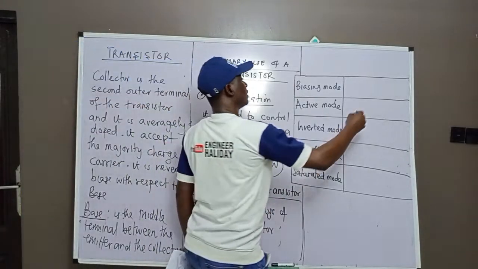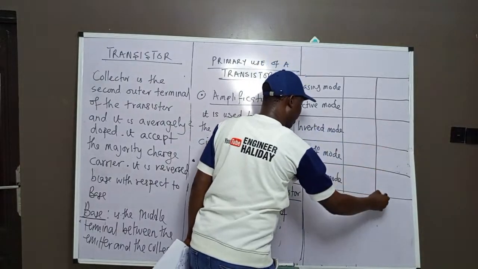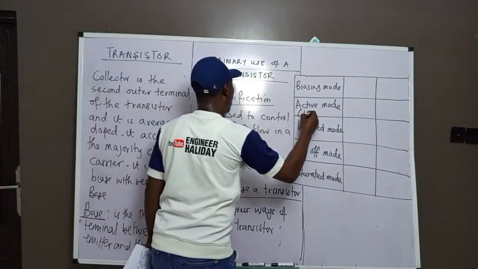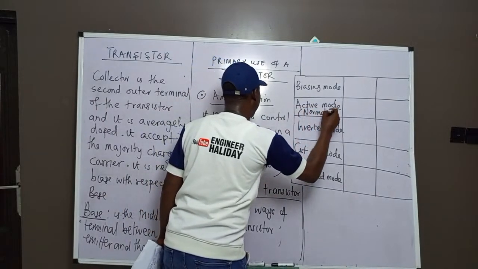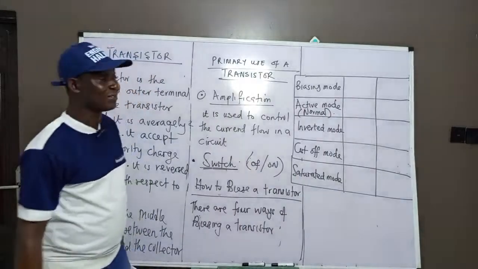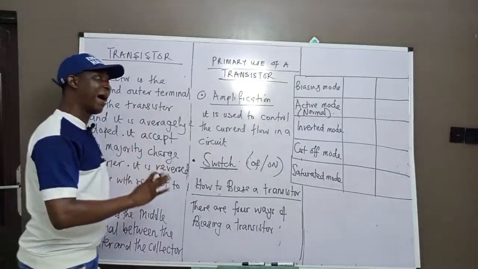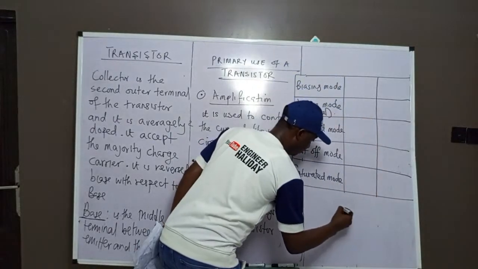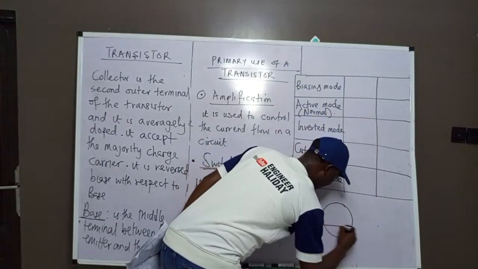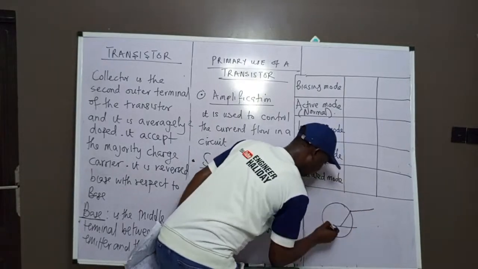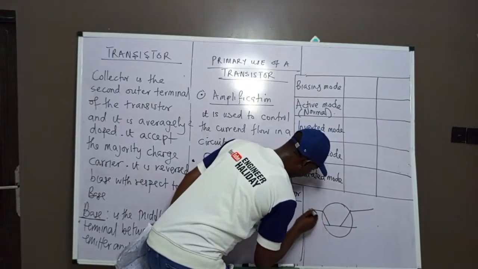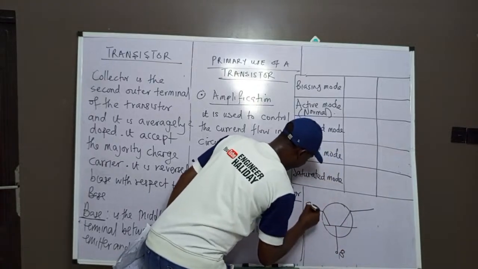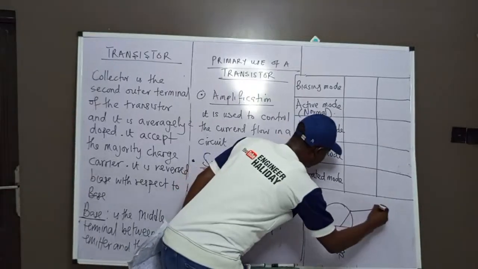Now, this active mode is what we call the normal mode. Please take note in case you see it in some textbooks as normal mode. Now, in the normal mode, because there are two sides of a transistor, let me draw it like this so that you can see it. We have the base here. This is the emitter. And this is the collector.